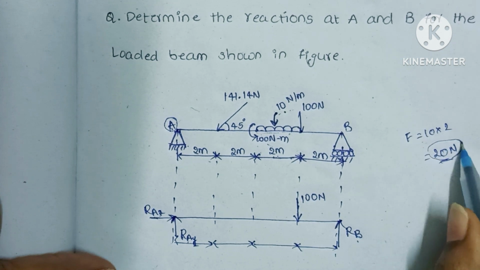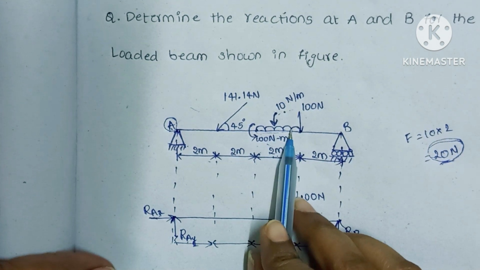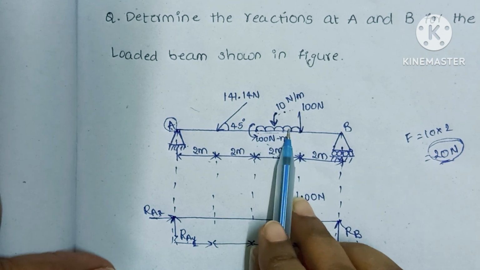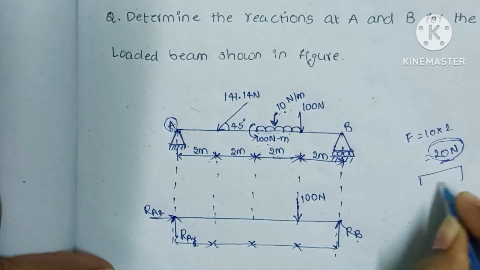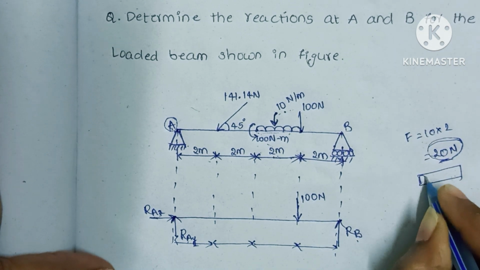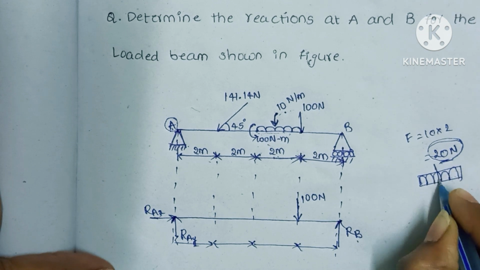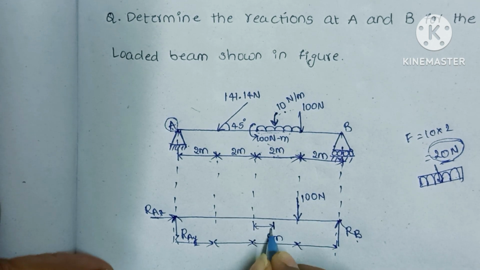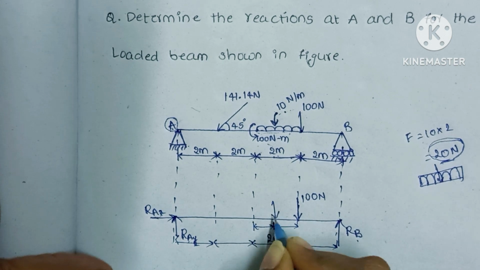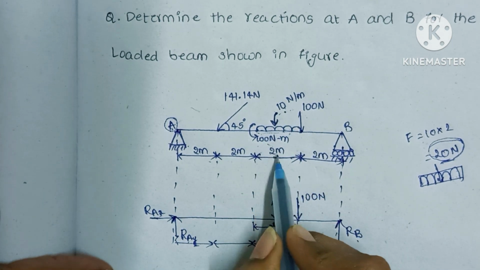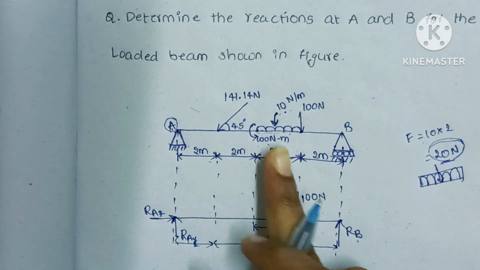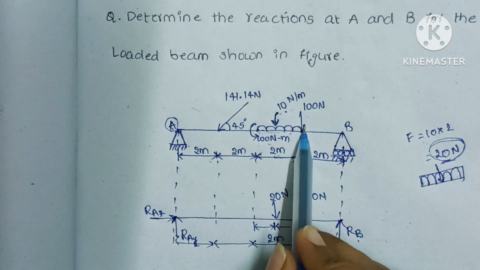Where will this force act? This is a uniformly distributed load, so we can say it is a rectangular load. A rectangularly distributed load acts at its center. Here it acts over a length of 2 meters, so the center means at 1 meter. At 1 meter distance the load is acting. How much load? 10 into 2, so 20 newtons of load is acting at the center for the uniformly distributed load. We wrote this load and this load.